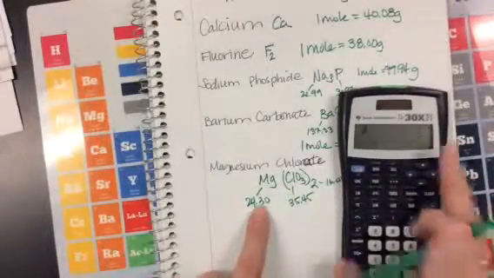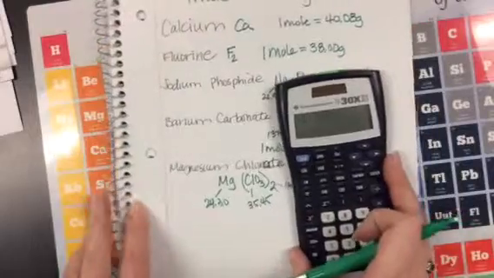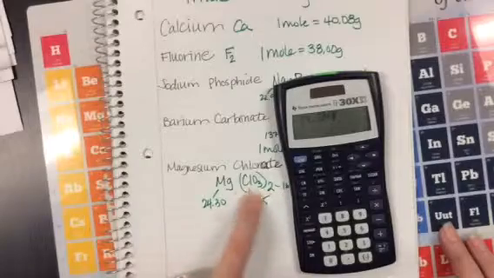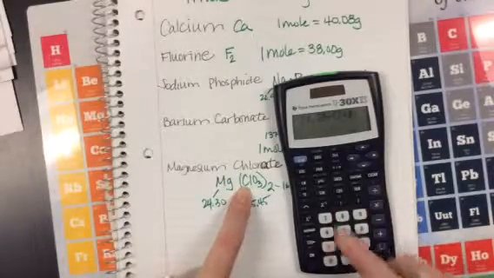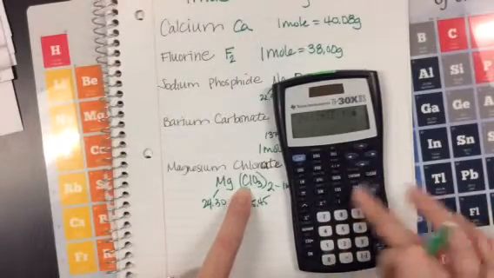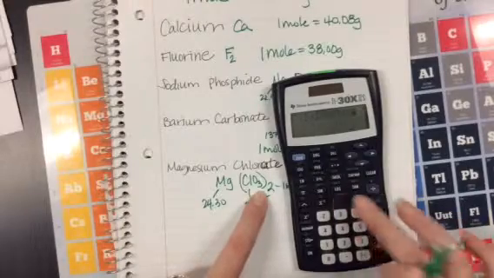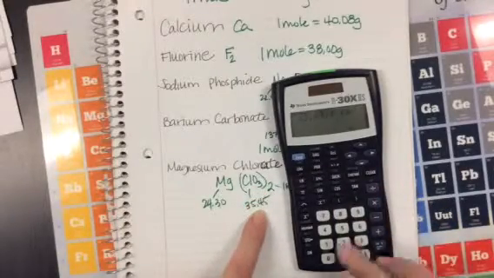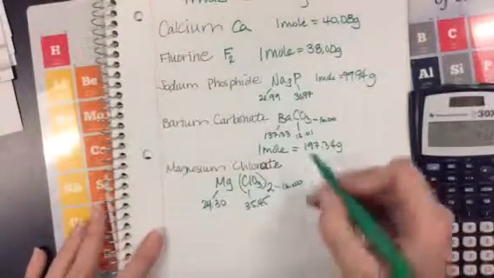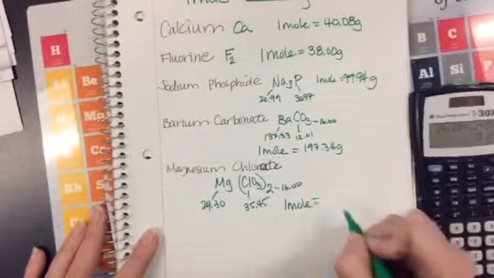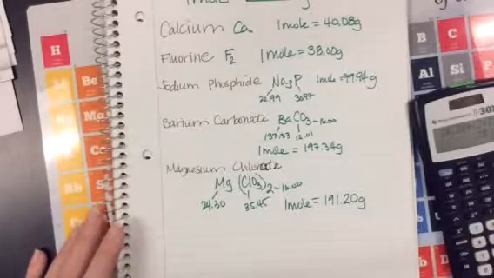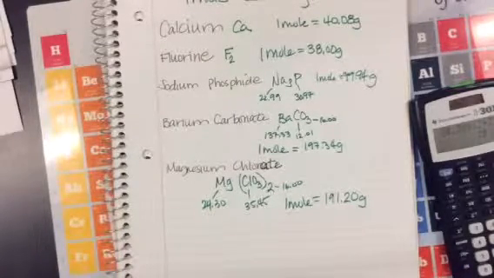So we're going to take, and it's easiest just to plug this all in the calculator at the same time, 24.30, plus I have 2 of the chlorines, so 2 times 35.45. Close up my parentheses. We're going to add that to our 6 oxygen, so 6 times 16. So our molar mass on magnesium chlorate, 1 mole of magnesium chlorate has a mass of 191.20 grams. Again, I'm writing it with 2 decimal places because I'm going to need those decimal places later on down the road with the math.